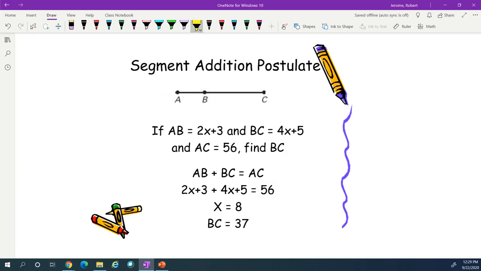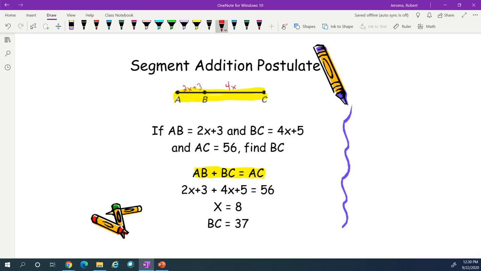Again, and I told you this, we're not going to change the picture, and we're not changing the segment addition. So I'm not even doing anything different in geometry. All I'm doing is stepping up the algebra. In this question, AB is 2x plus 3.